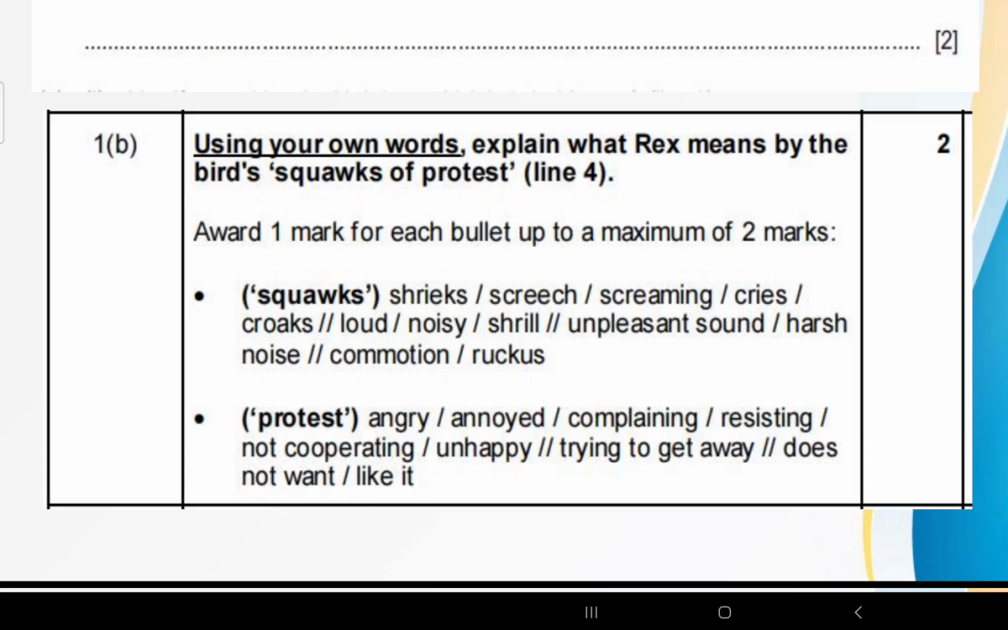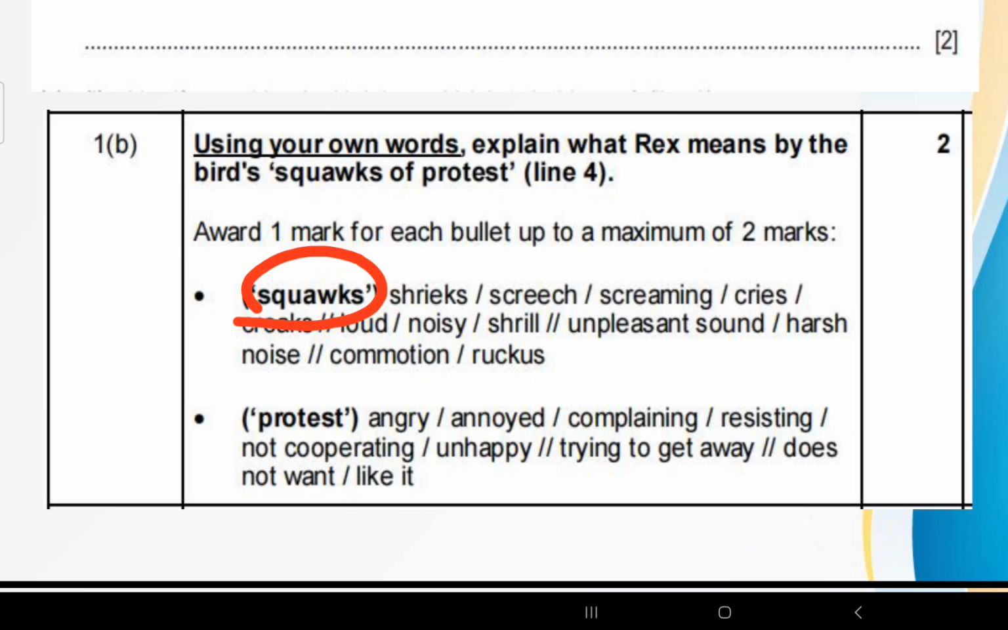This part is from the mark scheme. Using your own words, explain what Rex means by the bird squawks of protest, line number 4. Award 1 mark for each bullet up to a maximum of 2 marks. First part is explanation of squawk.